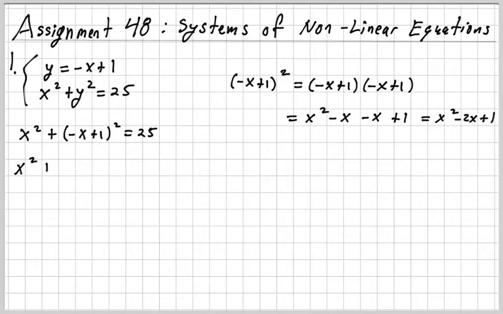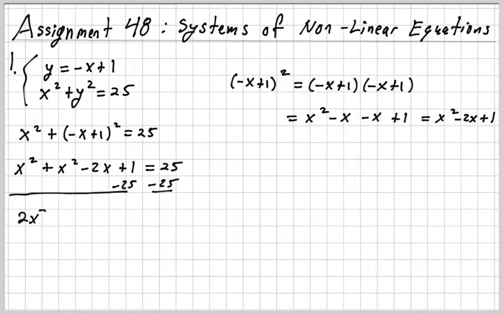So now we have x squared plus x squared minus 2x plus 1, and this is a quadratic equation. We're going to set it equal to 0. We'll cross our fingers that it factors. So we're going to go ahead and subtract 25 from both sides of the equation. So we have 2x squared minus 2x minus 24 is equal to 0. We have a greatest common factor of 2, so we're going to divide everything by 2, which is going to make either the quadratic formula or factoring easier.